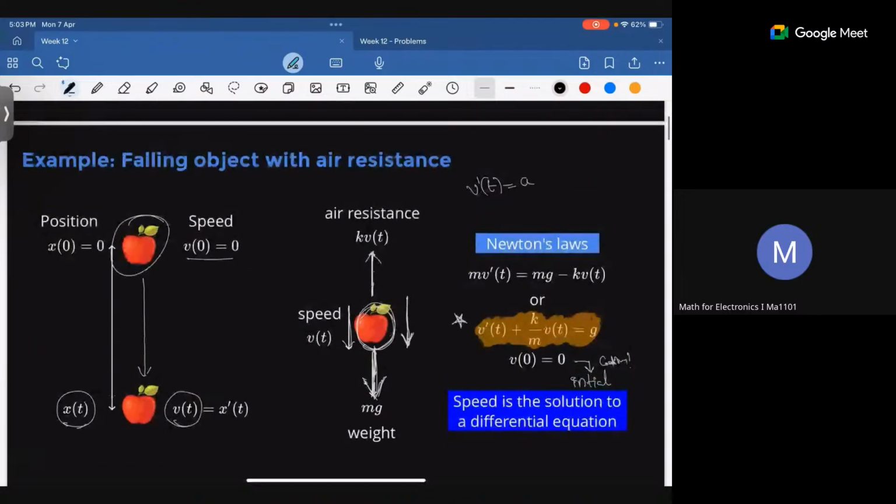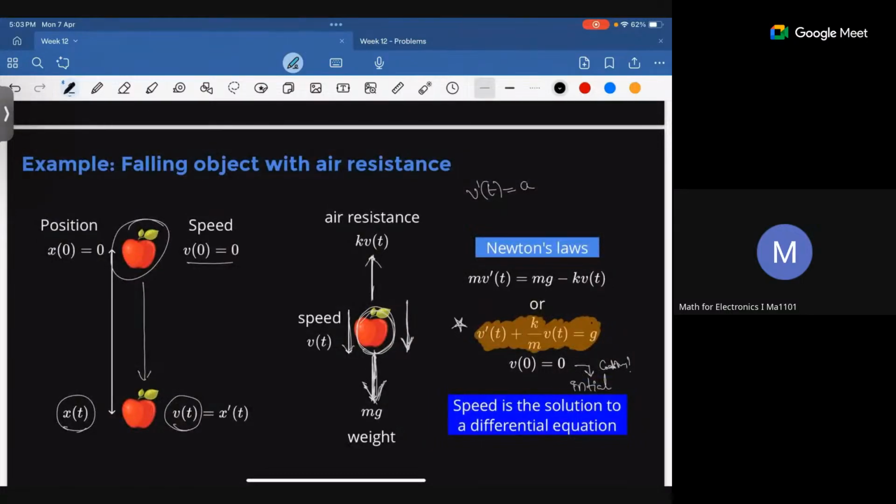When the apple is falling downwards, the apple's direction is also downwards, right? So the weight acting will be downwards, which is mg, and the air resistance is acting upwards, which is kV(t). Therefore, the total force acting on the apple will be mg minus kV(t), which should be mv'(t).